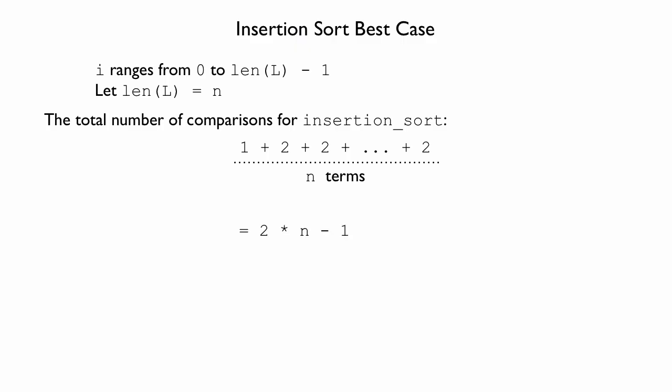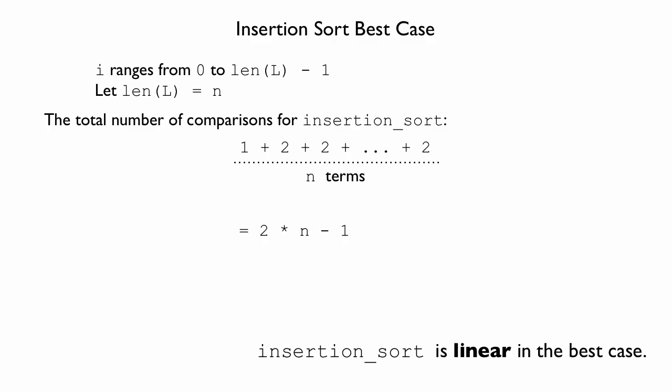Now what this really means is 2 times n minus 1. All n of these items require 2 comparisons except for the first one, which is 1 fewer. 2n minus 1. This makes insertion sort a linear runtime function in the best case.